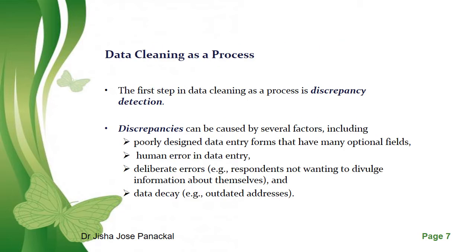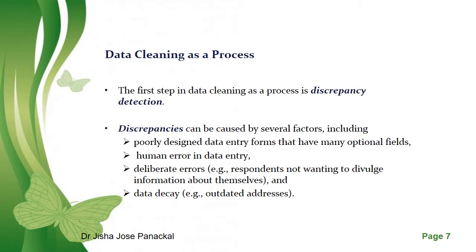Then we will consider data cleaning as a process. The first step in data cleaning as a process is discrepancy detection. We want to detect the discrepancies. Discrepancies means errors or some mistakes happened. Discrepancies can be caused by several factors, including poorly designed data entry forms that have many optional fields. That is a reason for the discrepancy, or the human error in data entry, that can also lead to discrepancy. Then deliberate errors, for example, respondents not wanting to divulge information about themselves.